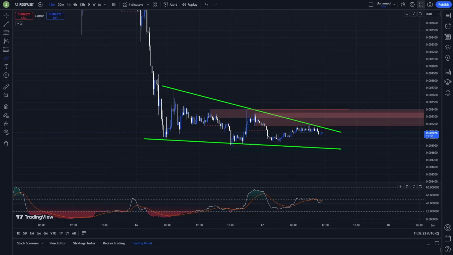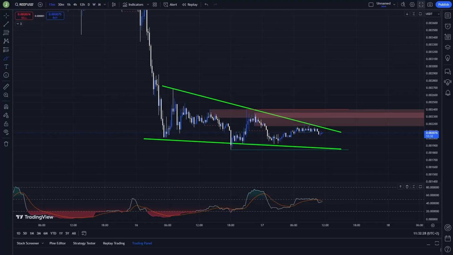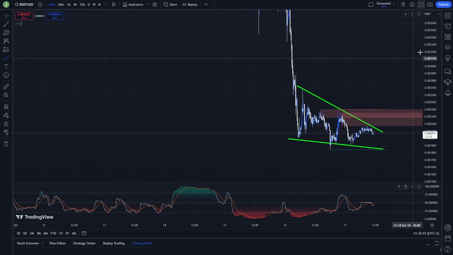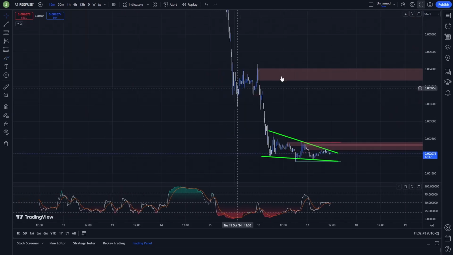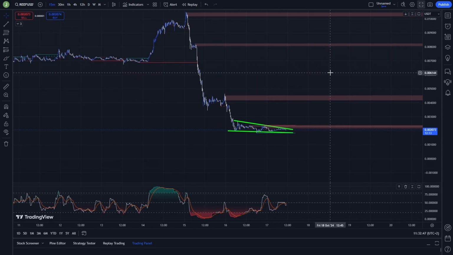What's up everybody, welcome to a new video, and today we will take a look at REEF, because this coin is right now forming several interesting trading setups that I want you to know about. So if you are interested in the exact trades that I'm planning to take here, of course if certain conditions are met, and also what exact price I think this coin is gonna hit after that huge dump that we saw here, then definitely watch this video till the end.